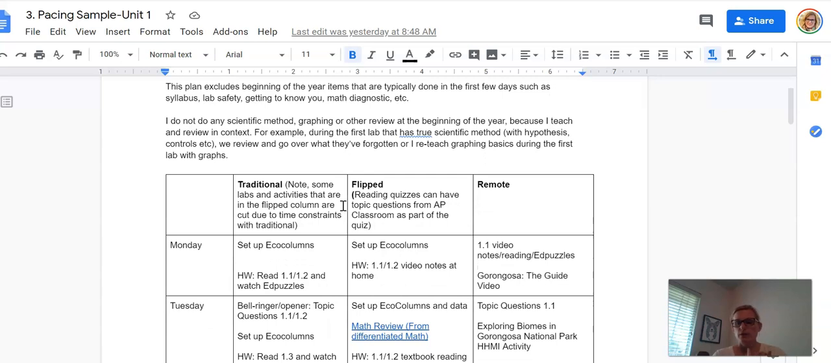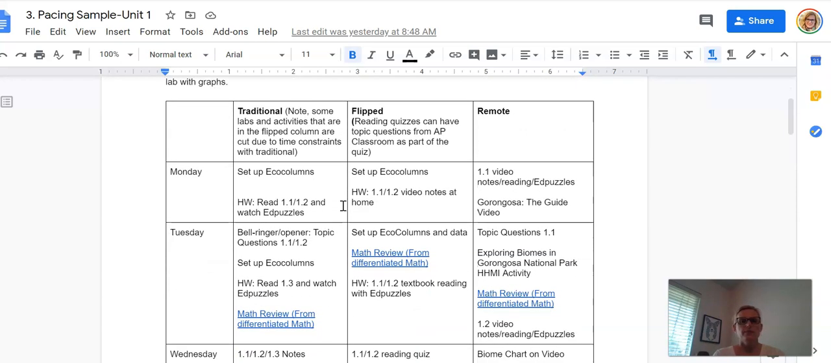I don't do at the beginning of the year any scientific method review or any graphing practice, because I work those in context. We practice graphing when we do labs with graphing. We practice scientific method when we do labs that are controlled labs with scientific method. And not every lab is like that. So I teach it in context.